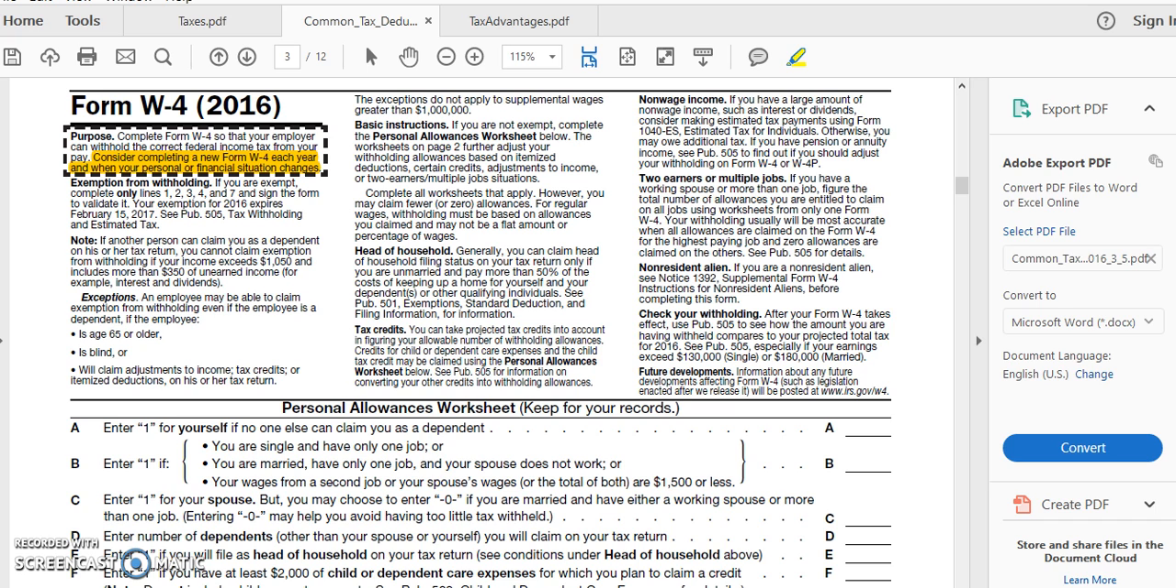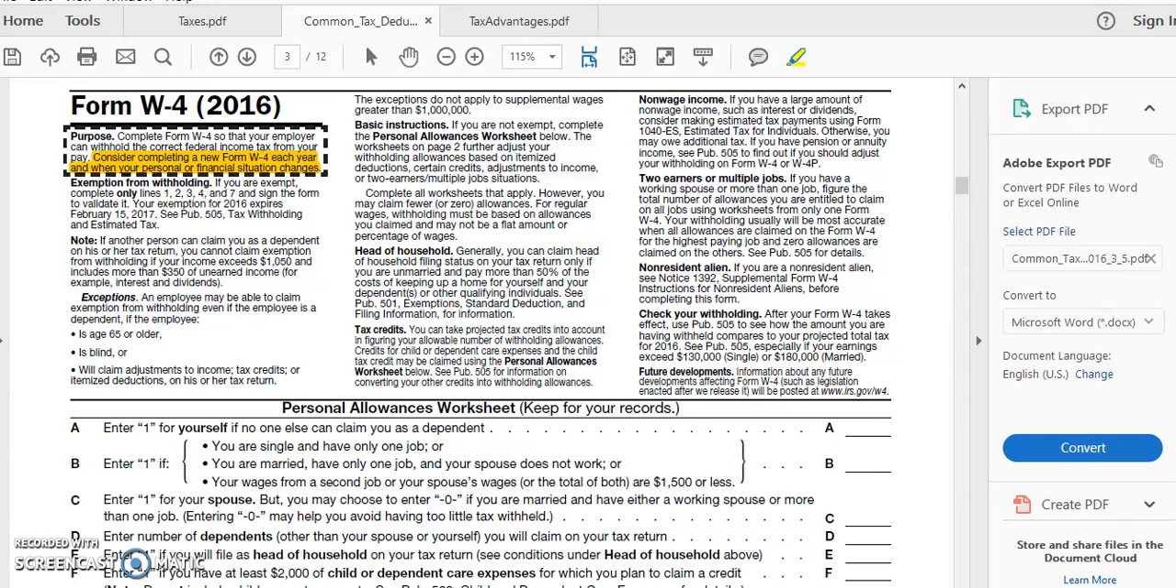So let's get started. Let's look at the W-4 form. At the very top, it tells you what the purpose is. The purpose is to withhold the correct federal income taxes from your paycheck. But I highlighted the most important piece, and that is consider completing a new Form W-4 each year and when your personal or financial situation changes.